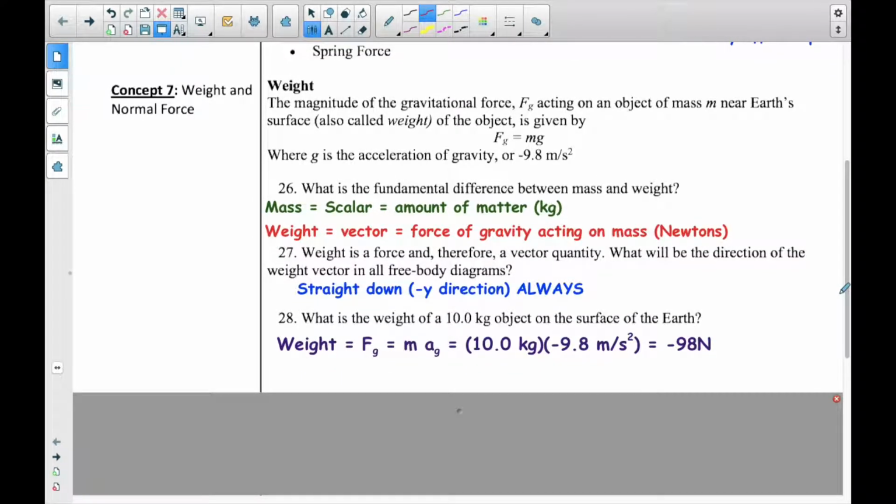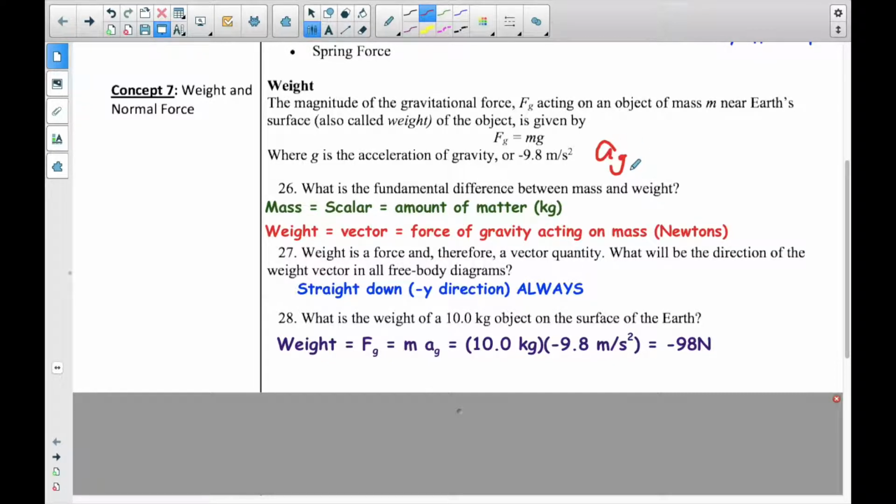Another way to talk about weight is the force of gravity. So the magnitude, that means the amount of the gravitational force acting on an object of mass, is the force of gravity, also called weight. And our formula for this, F sub g, is equal to mass times gravity, where g is the acceleration of gravity, or negative 9.8 meters per second squared. Sometimes we also use the abbreviation acceleration due to gravity. So you might see a capital G or you might see it as a sub g.